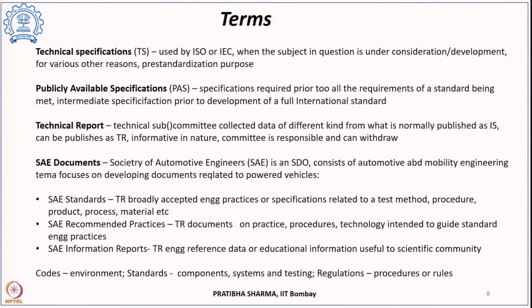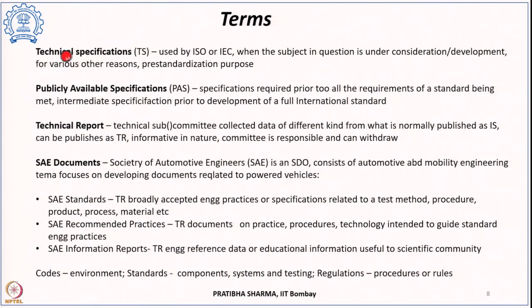Now by technical specification we mean a sort of pre-standardization document, which has not passed to the level of international standards. However, if it has been put forward and not been accepted, or if the subject in question is under consideration or development, and for various reasons it has not been approved, then it is known as a technical specification. Reasons could be that there is not enough consensus to approve it, or it will be debated further to take it to the international standards level. When technical specifications are brought forward, a period of 3 years is given. In that time sufficient groundwork is done so that it could be converted into an international standard.